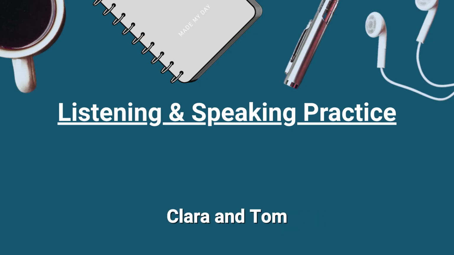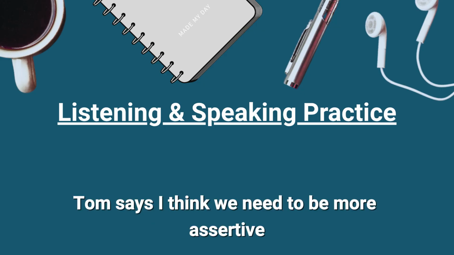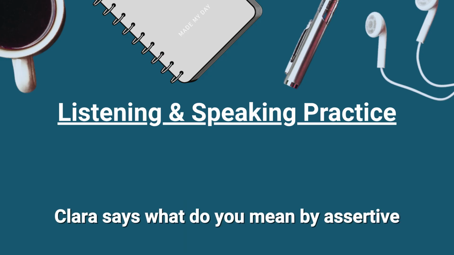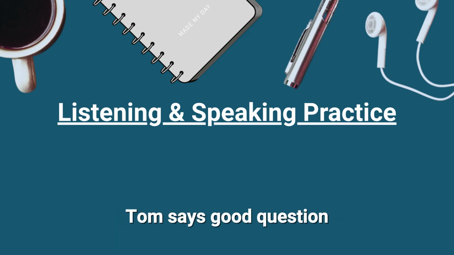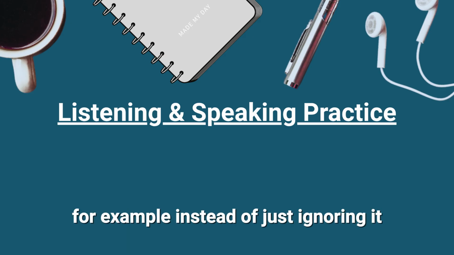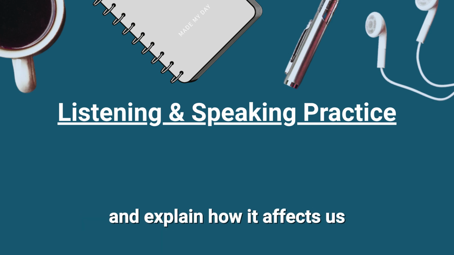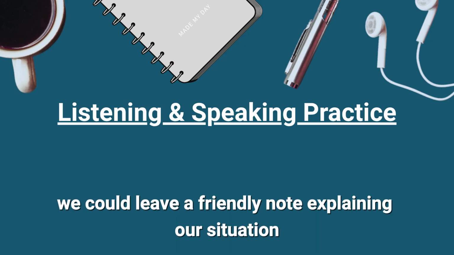Two roommates, Clara and Tom, are discussing how to handle a noisy neighbor situation. Tom says, "I think we need to be more assertive." Clara says, "What do you mean by assertive? Like, what would that look like?" Tom says, "Good question. For example, instead of just ignoring it when they play music late at night, we could politely knock on the door and explain how it affects us. Or, to give you another example, we could leave a friendly note explaining our situation."